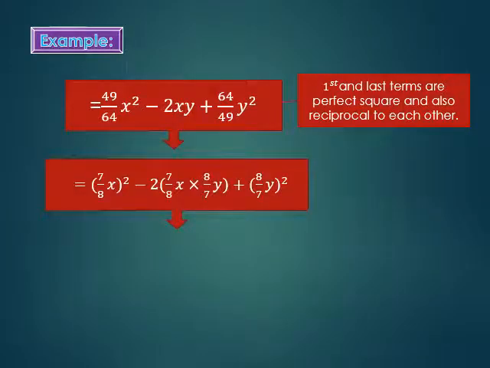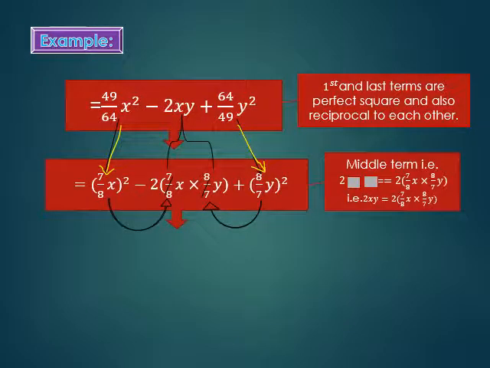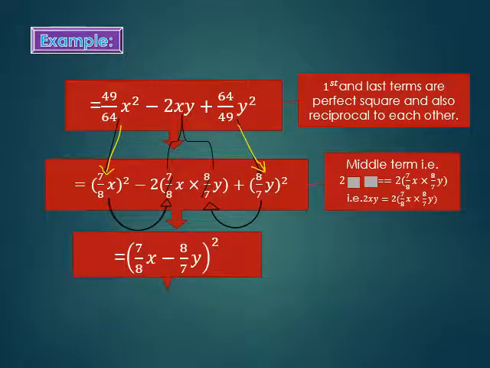The first term, that is 49 over 64 x square, can be written as 7 by 8 x whole square. This is a perfect square. The last term is 64 over 49 y square. It is the perfect square of 8 by 7 y whole square. One thing more, 7 by 8 and 8 by 7 are multiplicative reciprocals of each other. So by taking the middle term, that is 2 into the first term 7 by 8x, multiplied by the last term, that is 8 by 7y, 7 by 8 and 8 by 7 cancel. After cancelling, we get the middle term, that is 2xy.